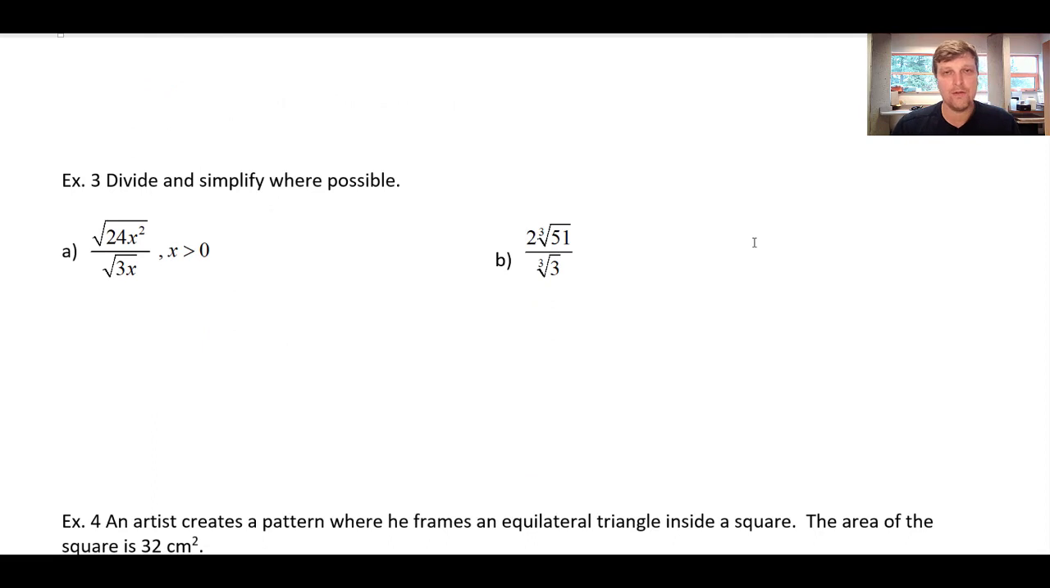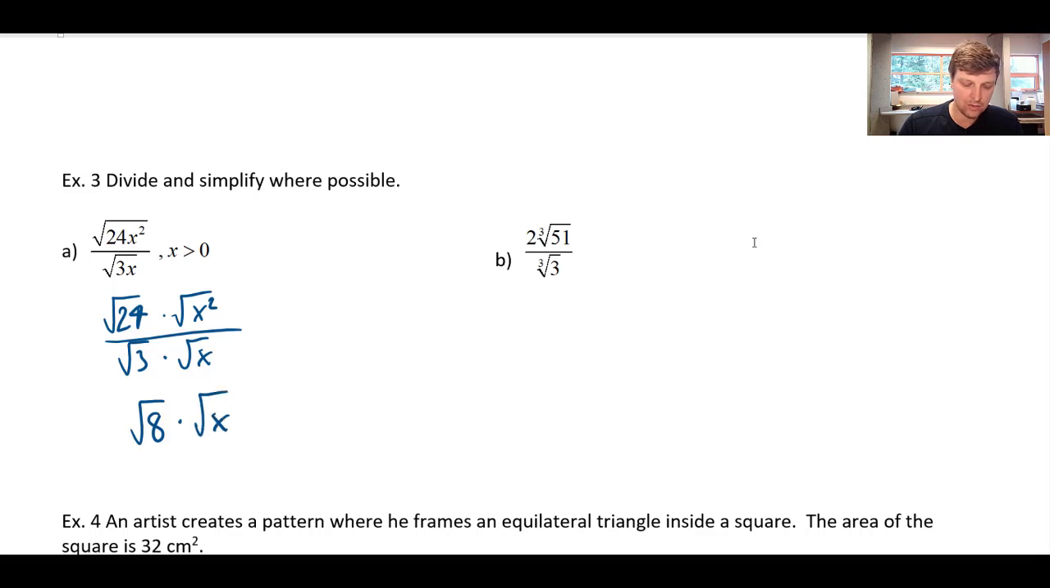So root 24x squared over root 3x. Now, you don't need to do this, but I'm just going to do this on this first one because it's our first time thinking about it. Divided by root 3 times root x. And you can see here that the terms inside the radicand, the numbers, root 24 over root 3, I can just think of that as the square root of 8. And then root x squared over x, well, x squared divided by x is just x. So really, this just becomes the square root of 8x.